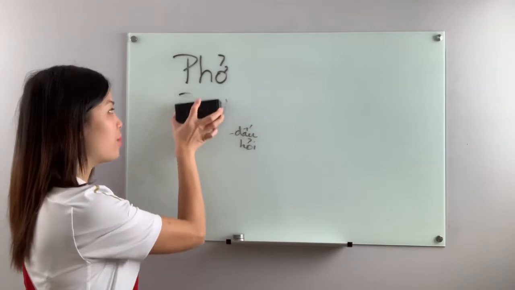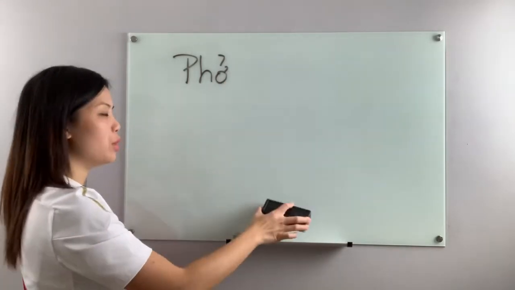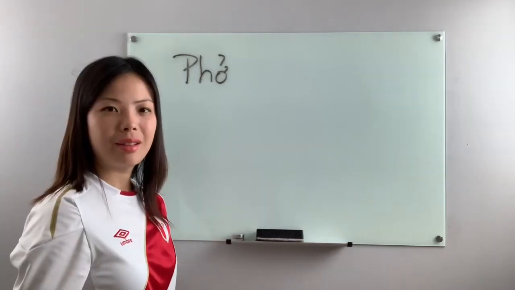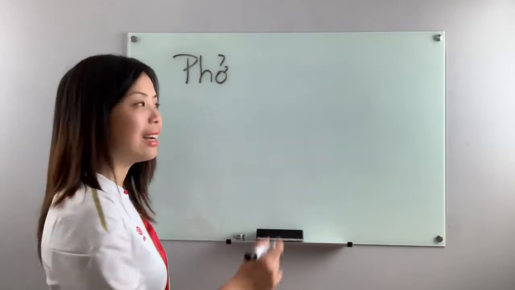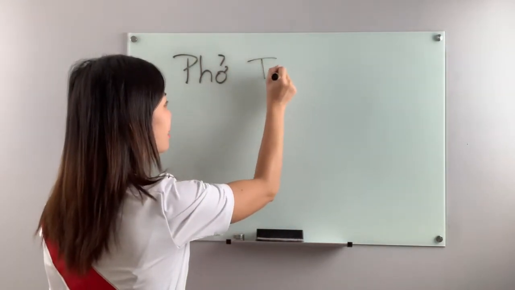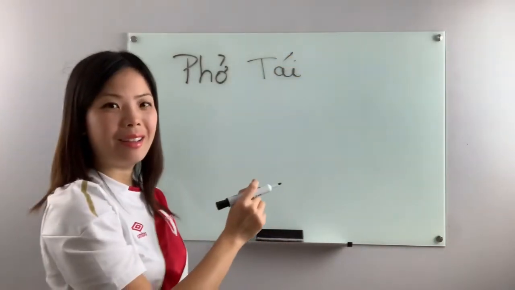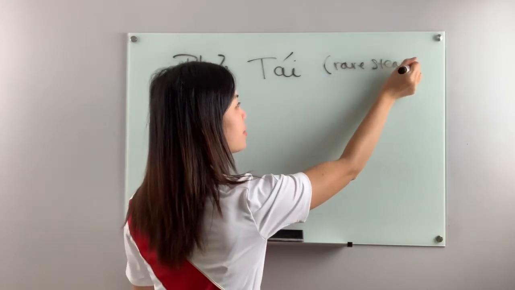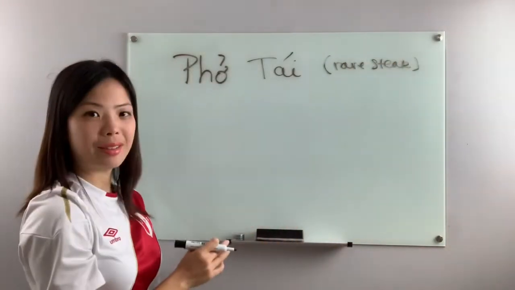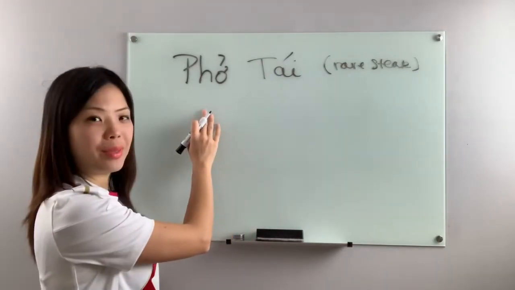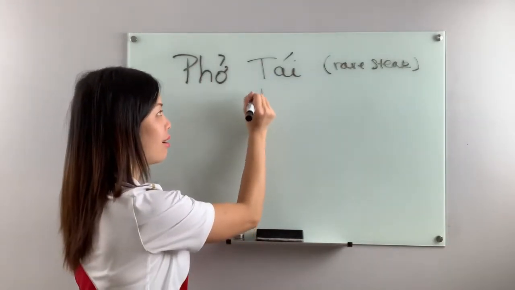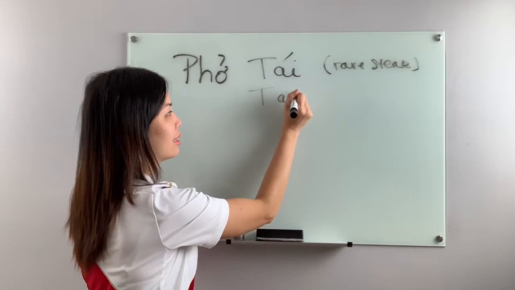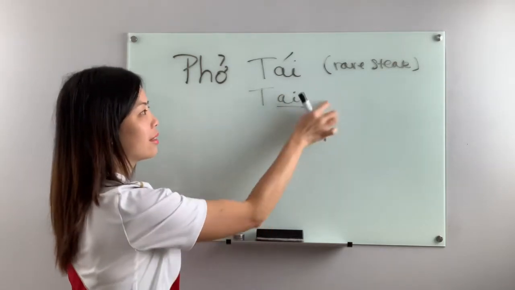There are different types of pho in Vietnamese, and I want to help you learn how to pronounce them. The first one is phở tái. It is the rare steak pho. You pronounce phở, and then you pronounce tái. Tái is t, and this is ai, and together it is tái.